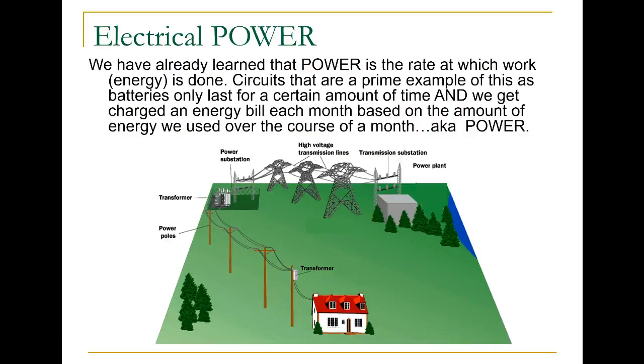So now we'll step back for a moment and talk about electrical power. This is the rate at which work is done. Circuits are a really good example of this because you can only have a battery for a while. So we get charged based on the amount of energy we use over a period of time, which is known as power. And this diagram here shows us the schematic of how you actually get power to your house.